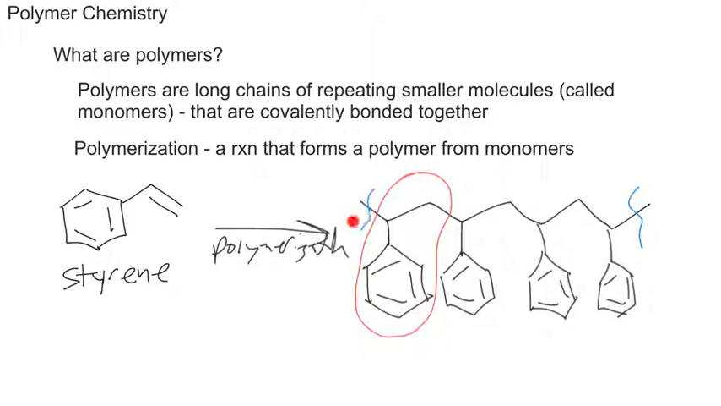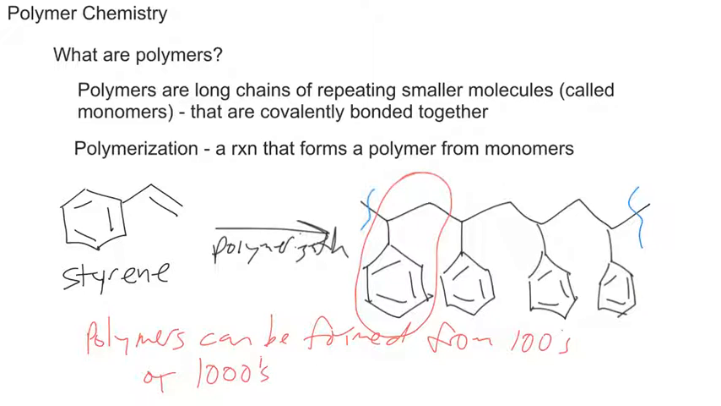Now we also add these brackets that you can see at the edges. It's a squiggly line bracket, and what that says is that this continues past this. I only showed four units of the polymer, but the idea is that there could be thousands of these units making up one chain of the polymer. So polymers can be formed from hundreds or even thousands of monomer units.